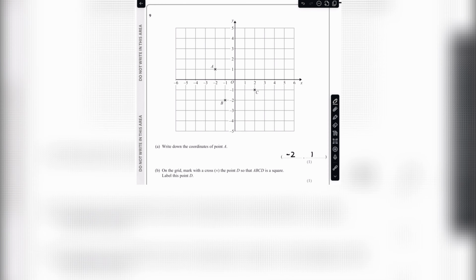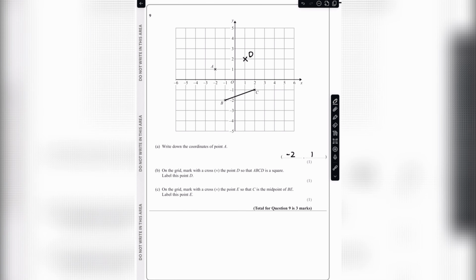In the second part of this question, we are told to mark on the grid with a cross the point D so that ABCD is a square and to label this point D. So if I draw a straight line from B to C, we can see that to get from the point B to the point C, we need to move 3 units to the right and then 1 unit up.